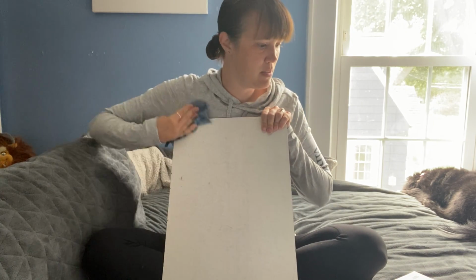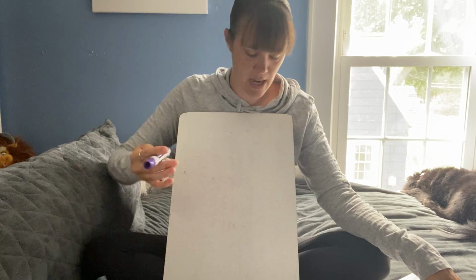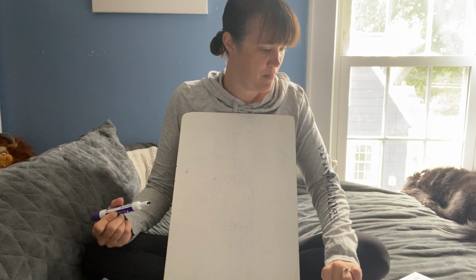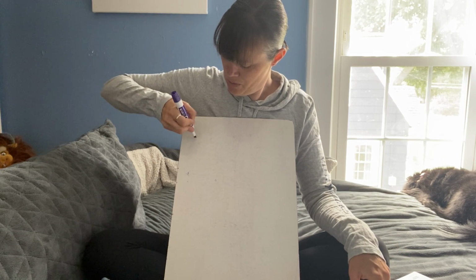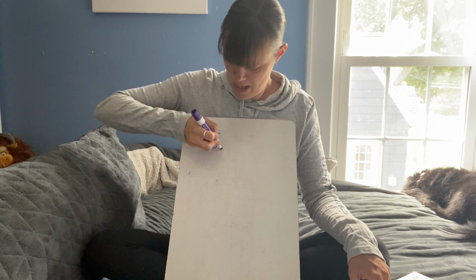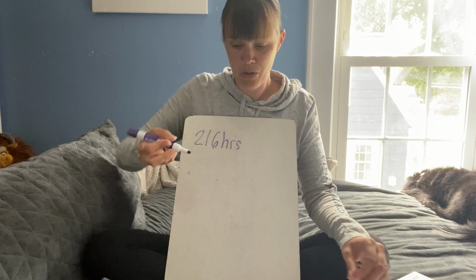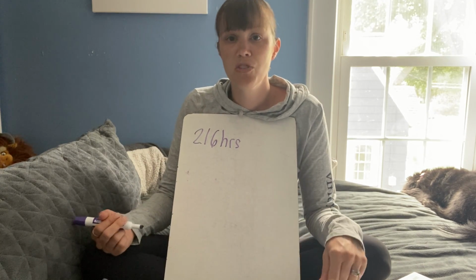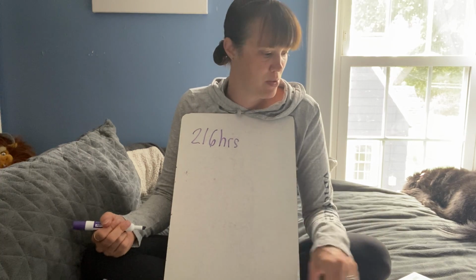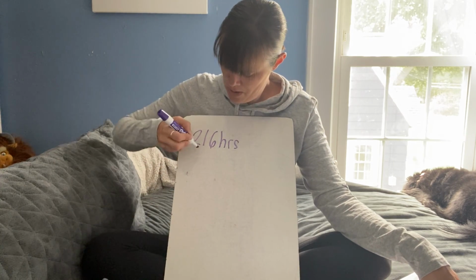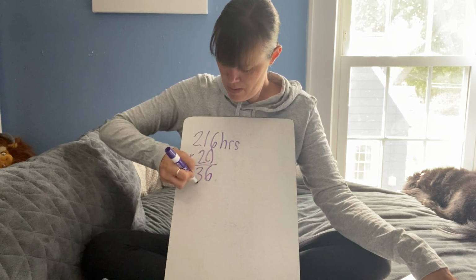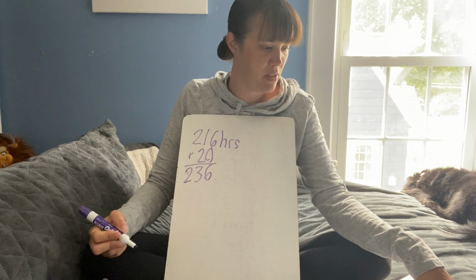Okay, C is 9 days 20 hours. So why don't you look on your chart? 9 days gives us 216 hours. Could you do 24 times 9? Absolutely. Could you look on your chart? Because we did the chart. Absolutely. So then we have to add our 20 hours to that. 236 hours.